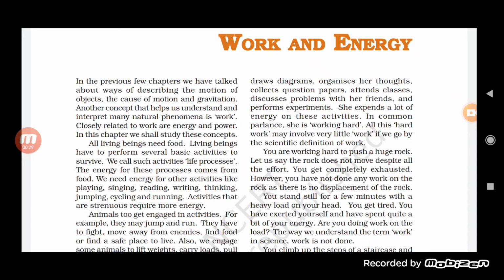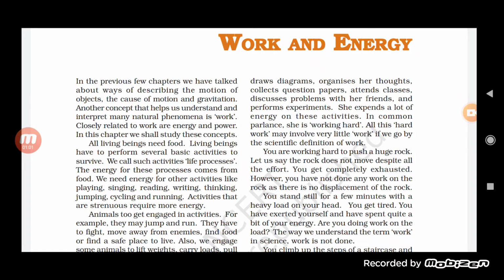Okay, so you know that in our day-to-day life we do a lot of work, and yes, that includes the life processes. For doing any of the activities, we need energy. And for that we do work, like playing is work, singing is work, reading, writing, thinking, jumping, cycling, as well as running. All these things are what? These are actually work.